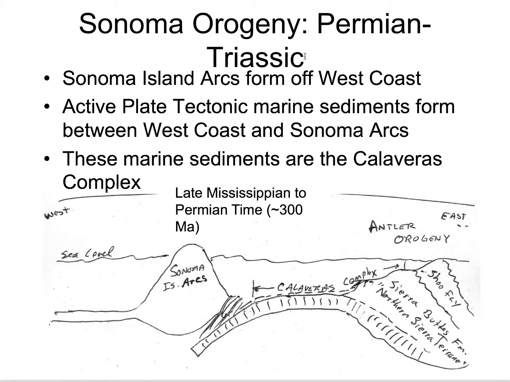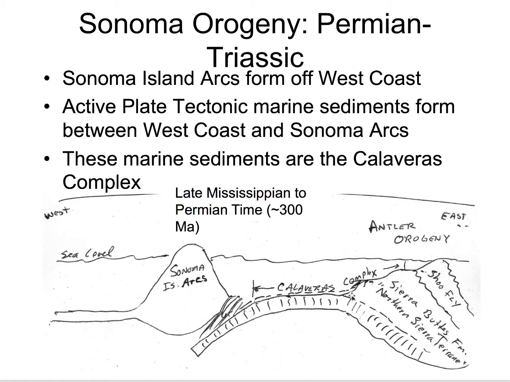So the next orogeny is going to be the Sonoma orogeny, and that's going to be Permian Triassic, right around 250 million years, 300 million years ago. And again, in this little cartoon I have here, I've accreted the Shoo Fly, which was that basinal sediment that occurred before the Sierra Buttes Northern Sierra Terrane. We accreted that in the Antler orogeny. We have the Roberts Mountain Thrust here, but now we're depositing marine chert, maybe some limestones over here in a basin, and that's going to be a rock unit we find here in California called the Calaveras Complex.